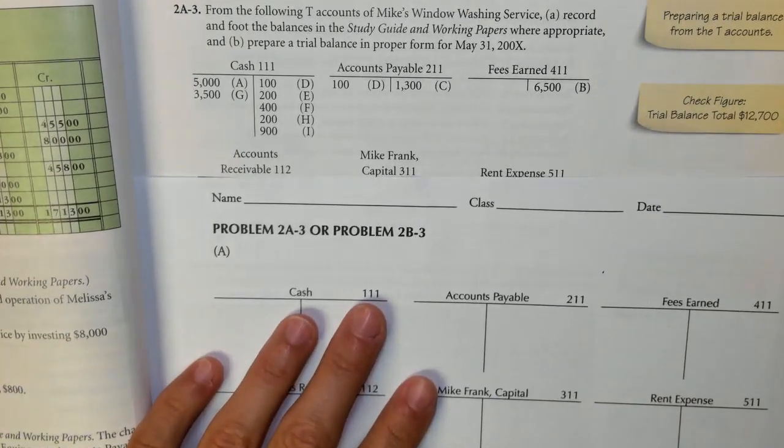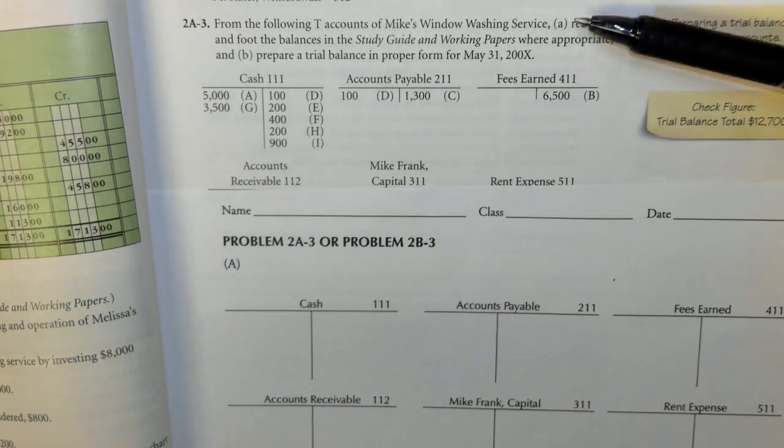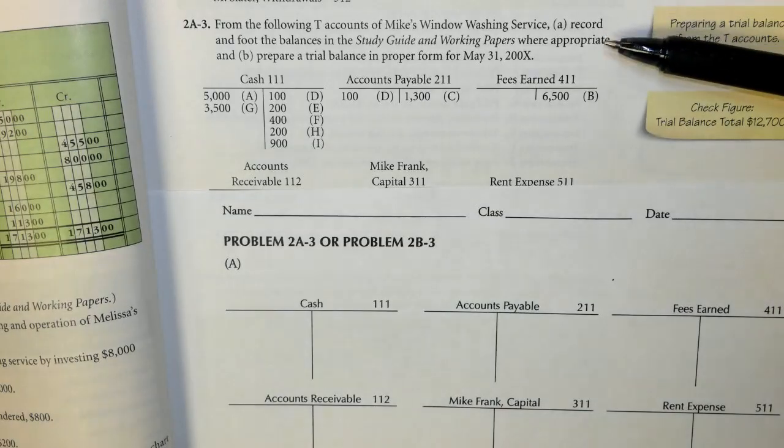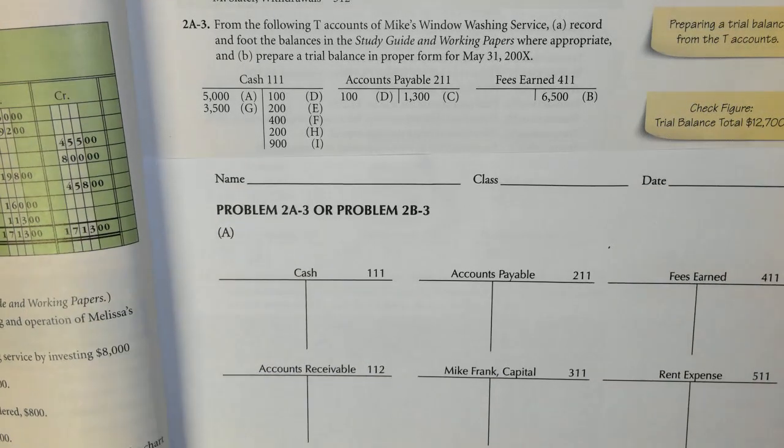I'm going to get this just a hair closer for us. From the following T accounts of Mike's window washing service, record the foot and balances in study guide and working papers when appropriate, and prepare a trial balance in proper form for May. So what we're going to do is we are going to find our foot and balance.